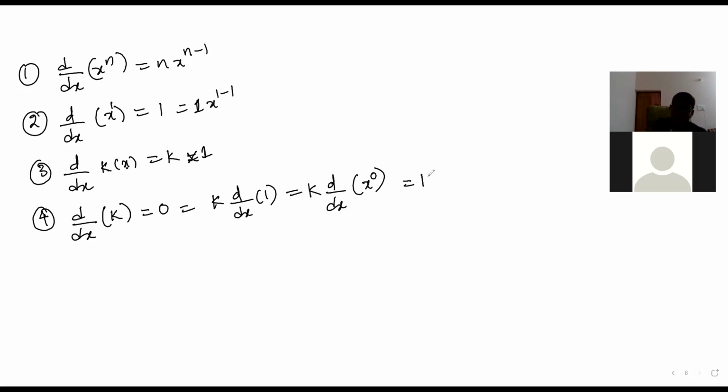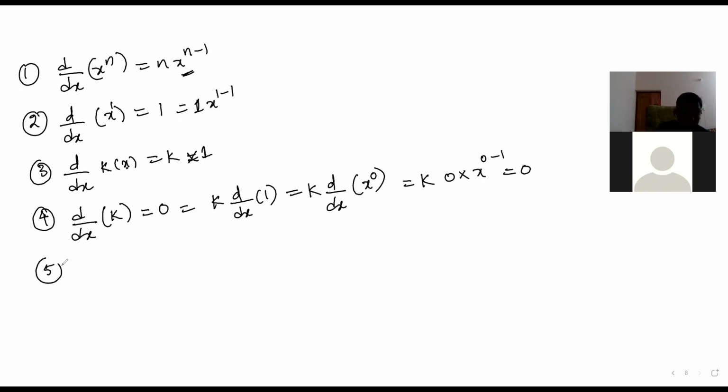When x to the power of 0 comes, what will happen? d by dx of x to the power of 0 is 0 into x to the power of 0 minus 1. Like this you get 0. That's why the derivative of a constant is 0. But I am connecting this definition only to this formula. With this only it will come.